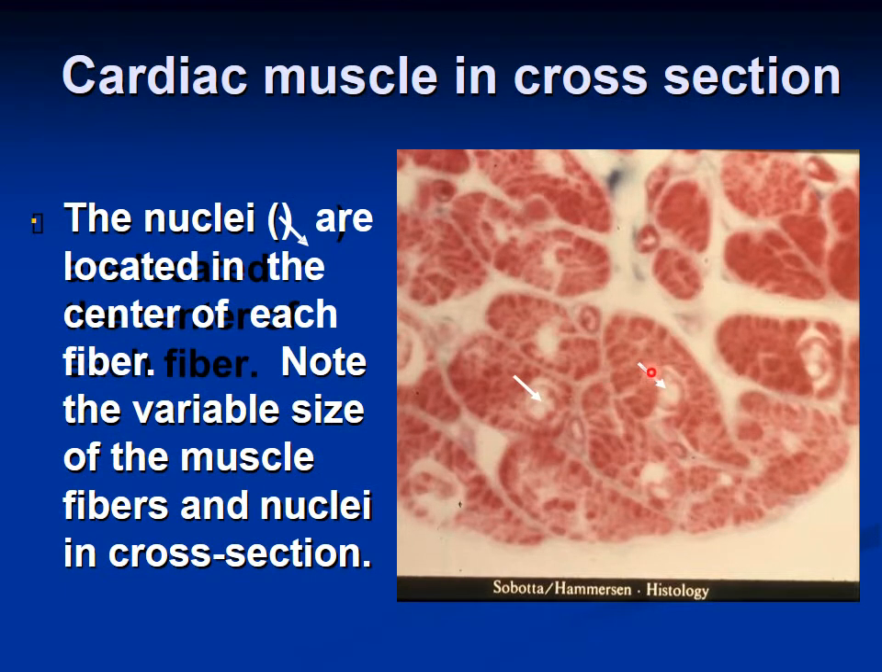Again, this is a cross section of cardiac muscle. This white spot shows the nucleus of a single cardiac cell. This is a single cardiac cell having a centrally located nucleus. The nuclei are located in the center of each fiber. Note the variable size of the muscle fibers and the nuclei in cross section. So this is a cardiac muscle cell having no nucleus, and this one has a nucleus.